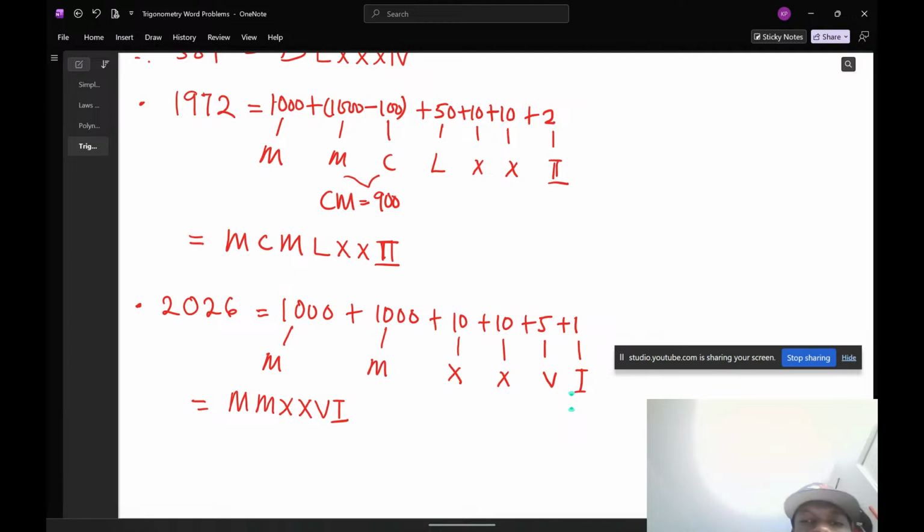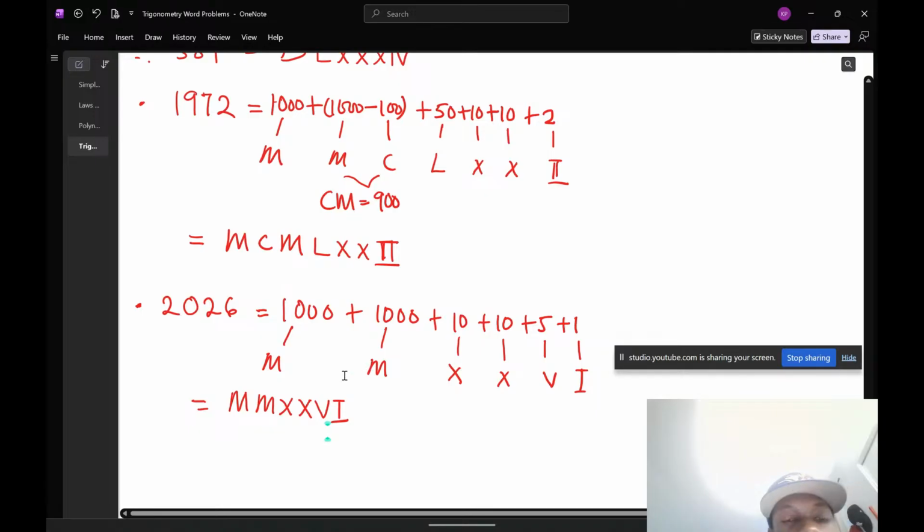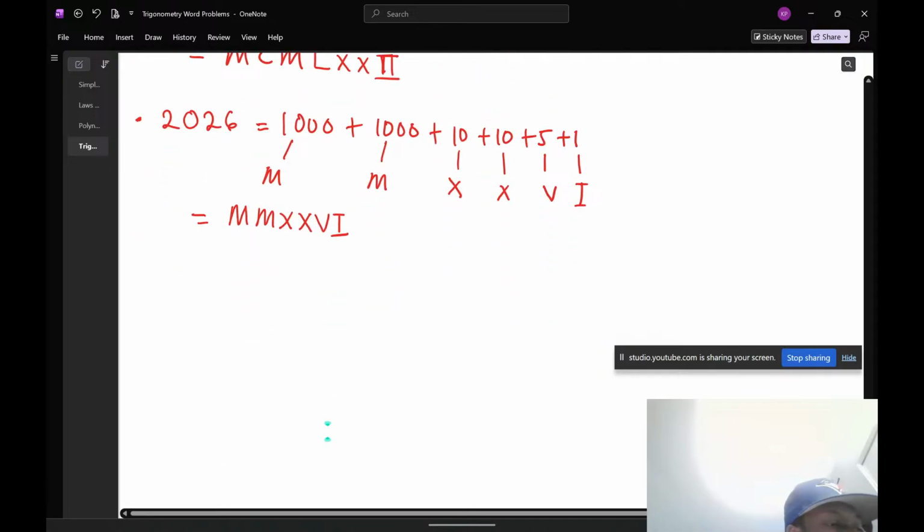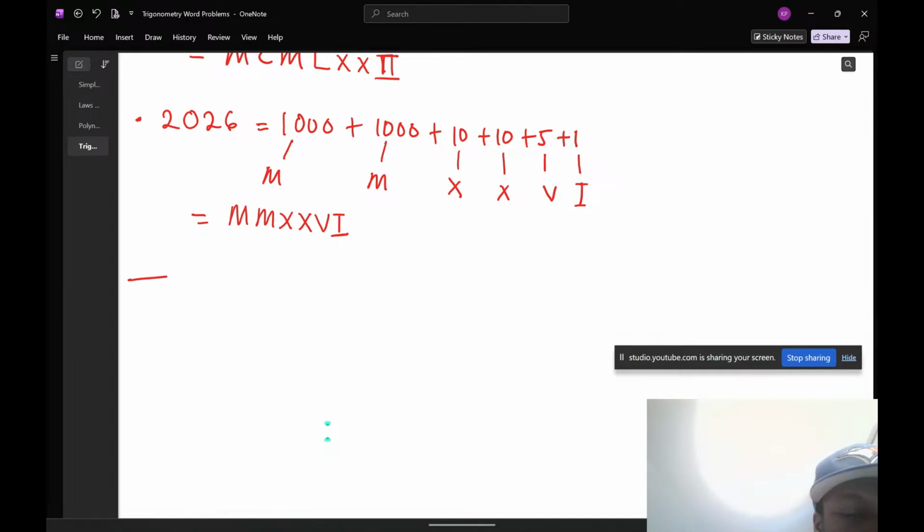So now I think I've done enough of converting natural numbers to Roman numerals. If you have any questions, you can put it on the chat box so I can see it. Next I'll be talking about the addition and subtraction of Roman numerals.